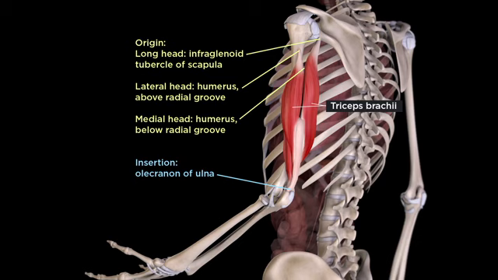The radial nerve descends the posterior arm by passing in the spiral or radial groove that runs between the origins of the lateral and medial heads. Now, all 3 heads converge into a single muscle belly, and that inserts on the olecranon process of the ulna. Since the triceps brachii crosses the posterior aspect of the elbow, what is its function? If you said extension of the elbow, you're correct.